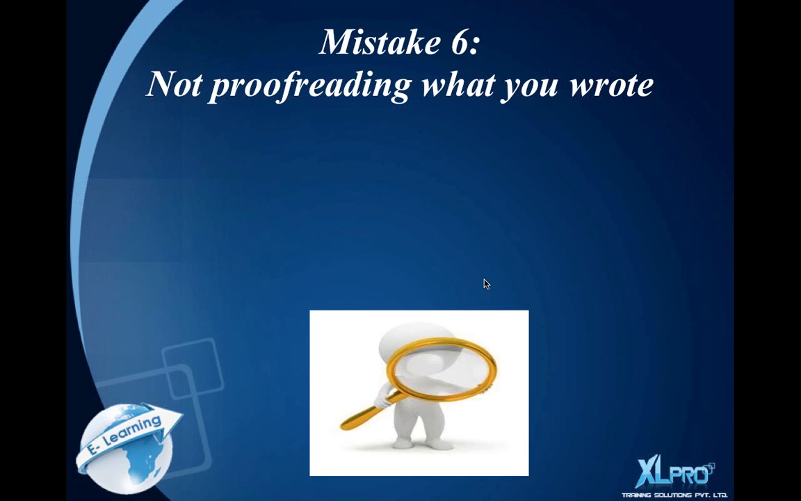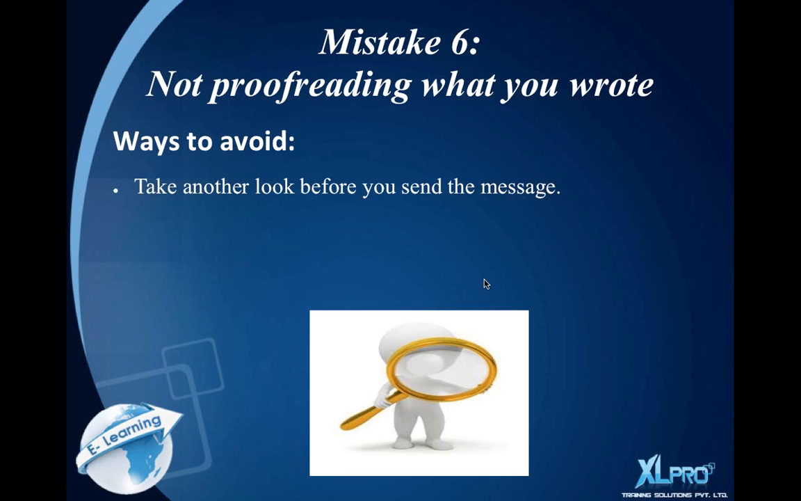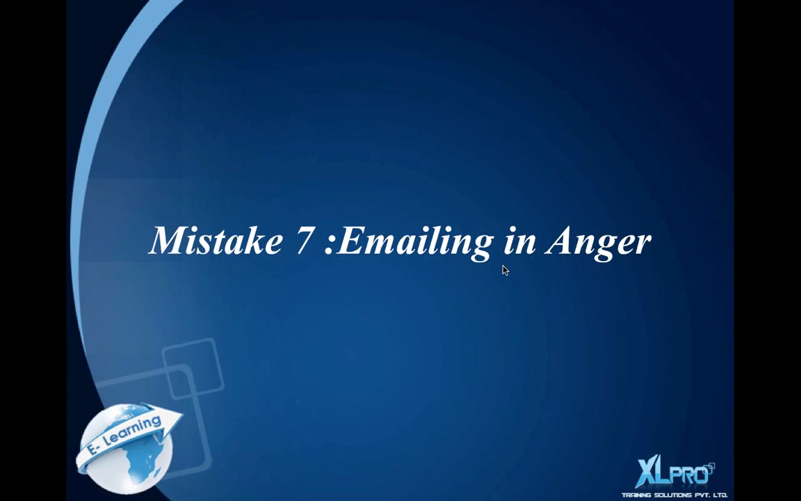Sixth point, not proofreading. This is the biggest crime we can commit. Writing an email, not reading it, and sending it. If you don't think it's worth reading, it's not worth being read by the other person either. And if you made a silly mistake, you had it.